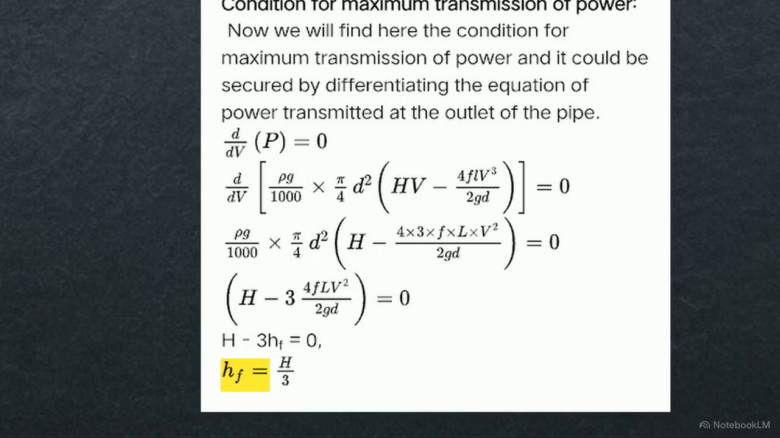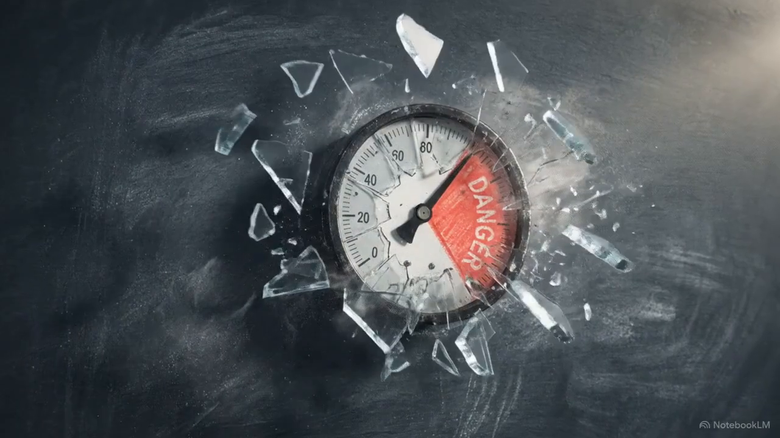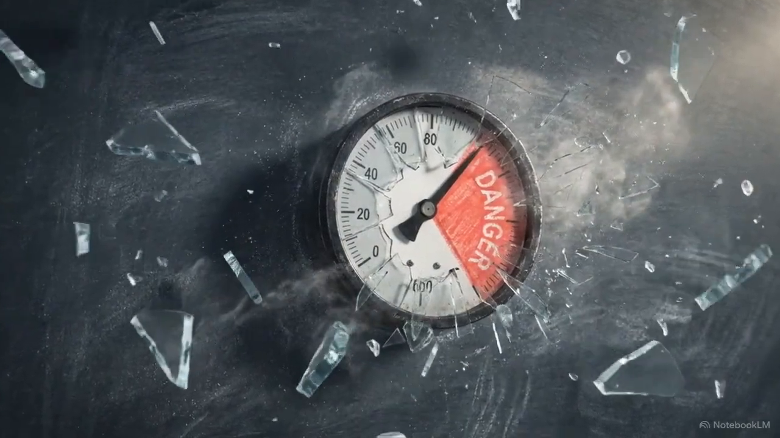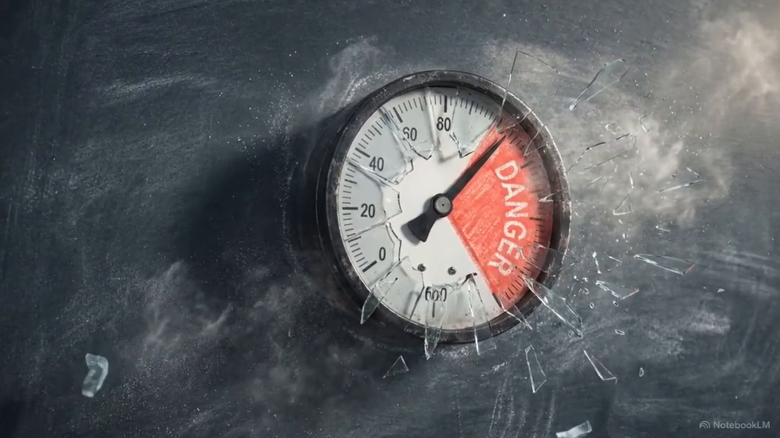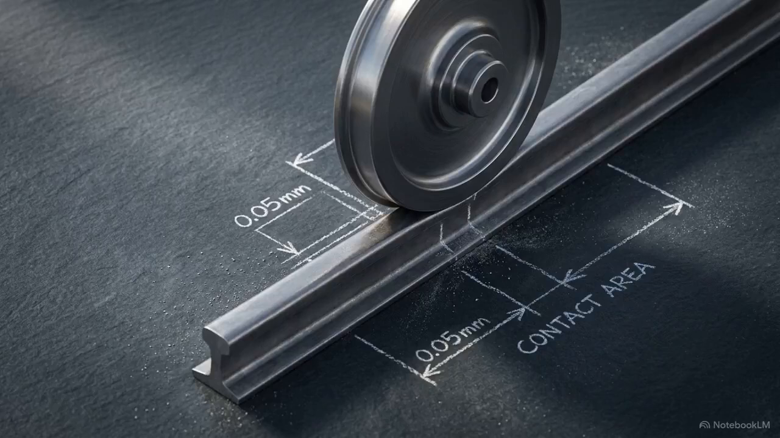Nature enforces a strict penalty. Push a fluid too fast, and friction mathematically consumes those gains the moment you exceed that 1/3 threshold. All physical engineering systems operate on a knife edge of efficiency, control, and mathematical limits.